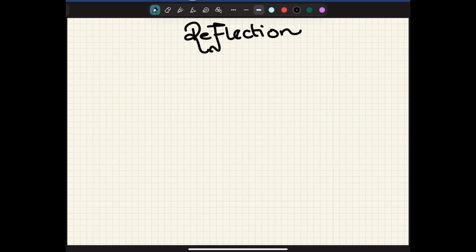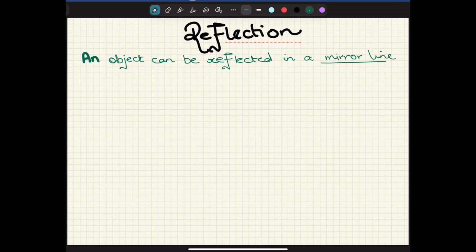Now let's begin with our first transformation, that is reflection. An object can be reflected in a mirror line to produce an image, right? So an object in a mirror line to produce an image.